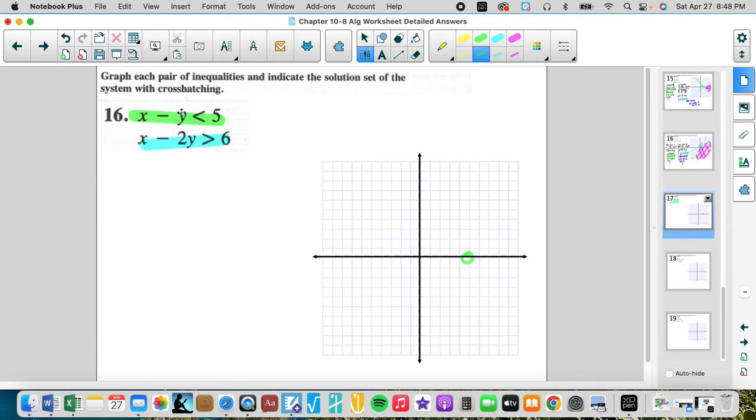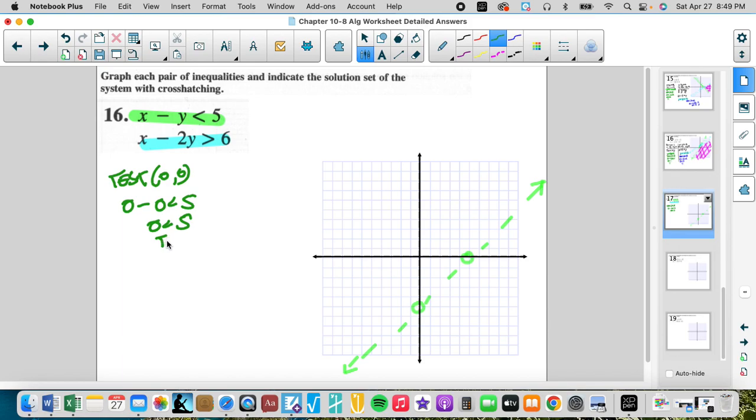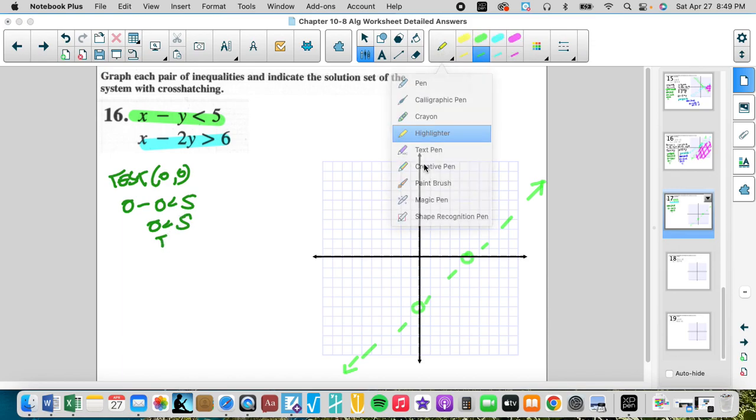My y-intercept is going to be negative 5. So on the y-axis, 1, 2, 3, 4, 5, open circle. We can connect those dots, and that is how we do that. That's nice, it's kind of convenient. We're going to test 0, 0: 0 minus 0 less than 5 is 0 less than 5. That's true, so we're going to shade towards the true.